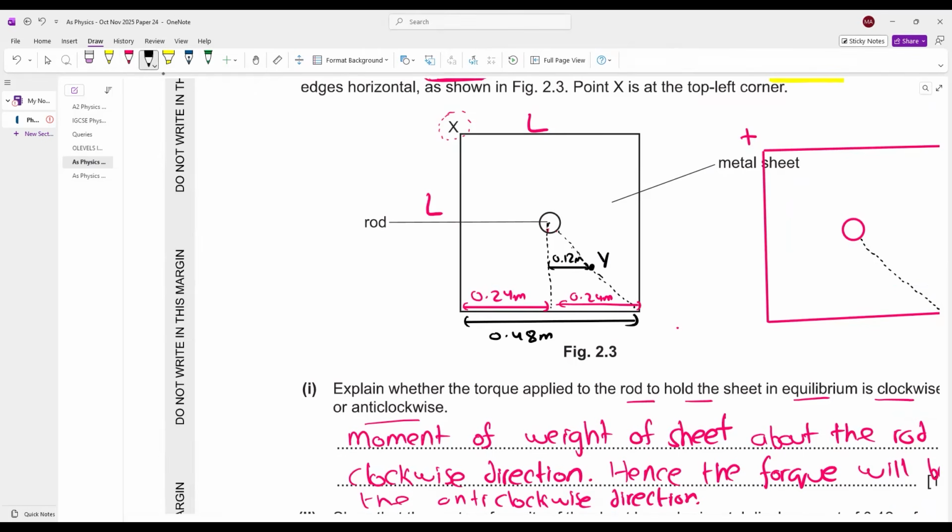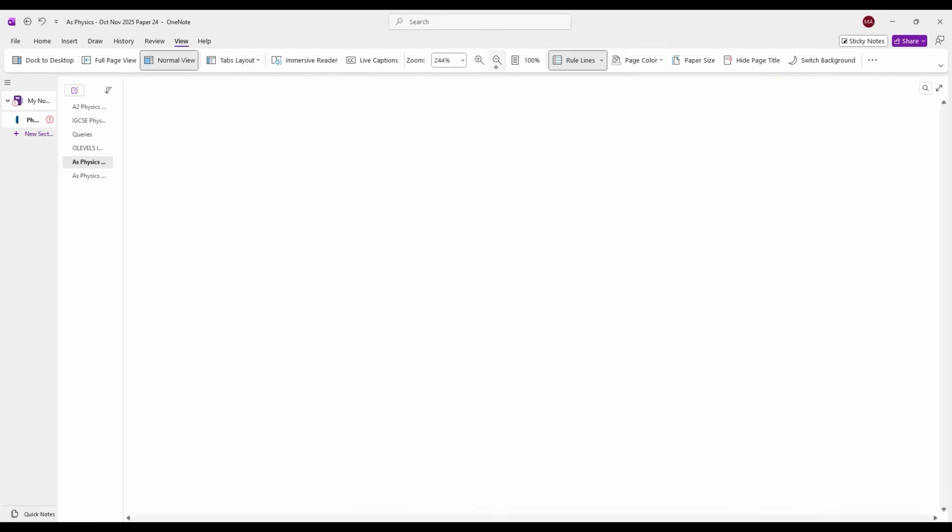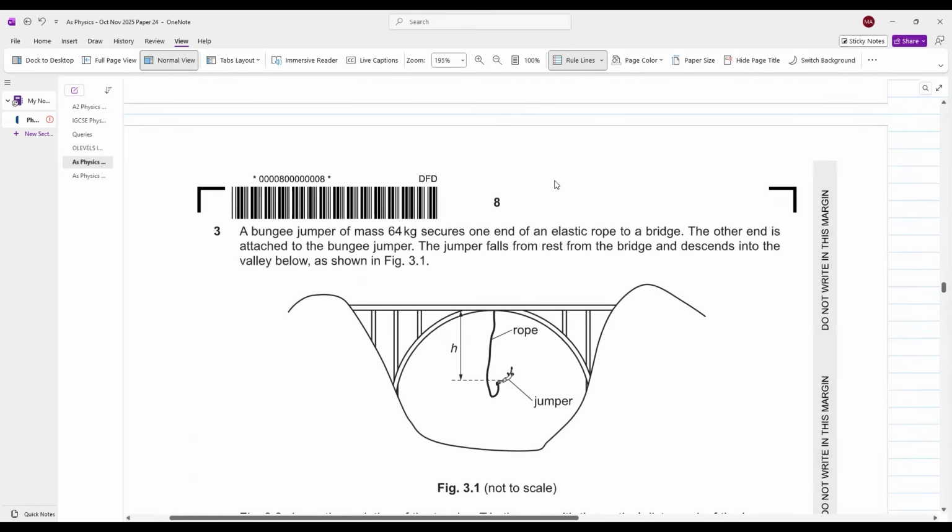Why? Simple. So what have we done here? पहले हमने identify किया कि side length is 0.48 meters, divided into half. This is 0.24. 0.24 को आपने further divide कर दिया into half. 0.12. This is your center of gravity at position Y here. Simple. Let's zoom out a bit. Let's further move ahead.